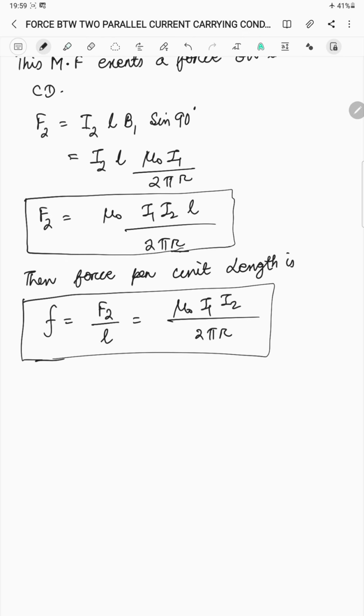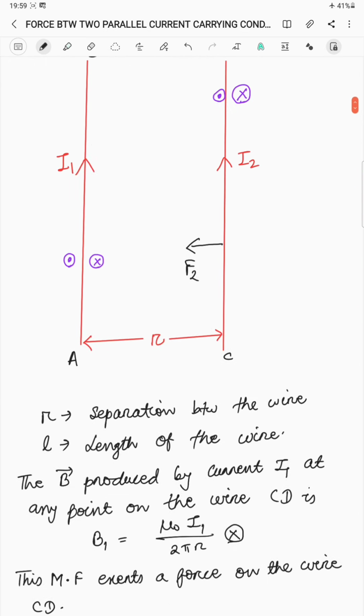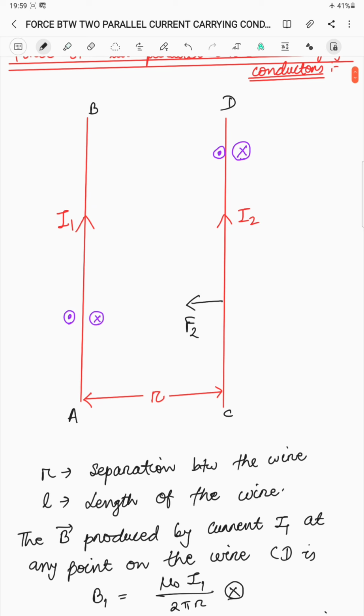Followed. Now this we have done for I1. Similarly, we have to consider the current I2. Because of the current I2, there will be a magnetic field B2, and what will be the direction? Your B2 will be where? Dot. That means moving away.